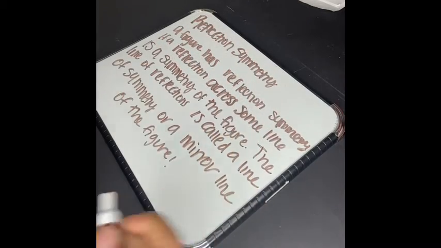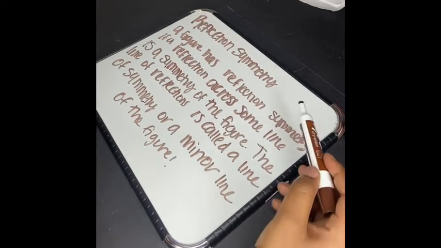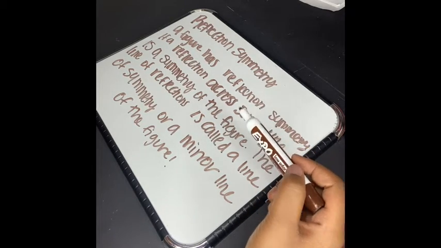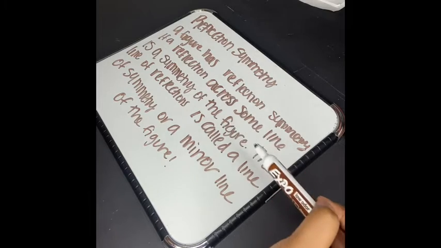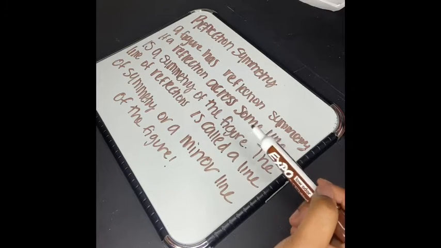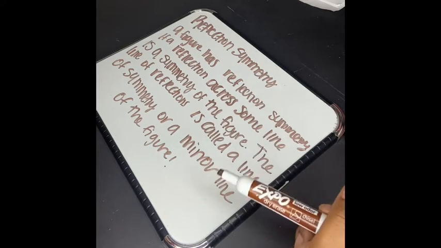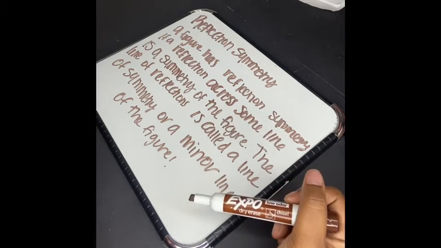Okay, so the next thing we're going to talk about is reflection symmetry. A figure has reflection symmetry if a reflection across some line is a symmetry of the figure. The line of reflection is called the line of symmetry or mirror line of the figure.